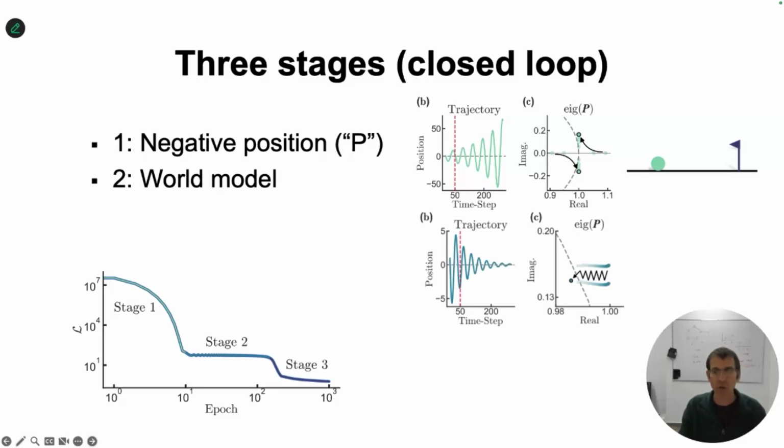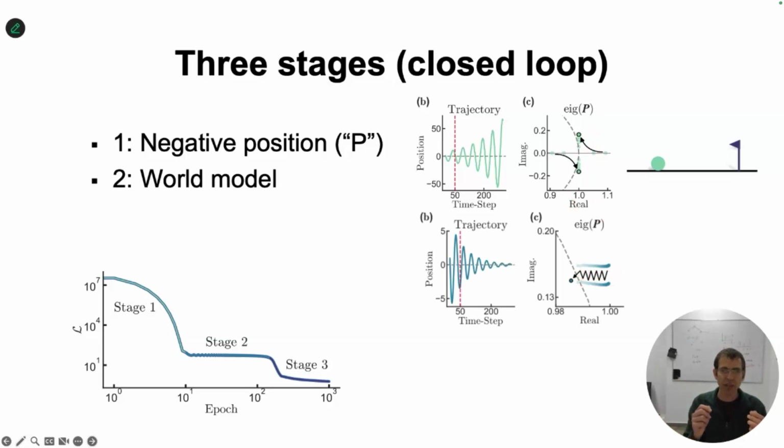Next, we need to build a world model. We need to know that it has velocity. When we do that, the eigenvalues of the P matrix I told you about before now become stable. And you see this zigzag pattern over here.